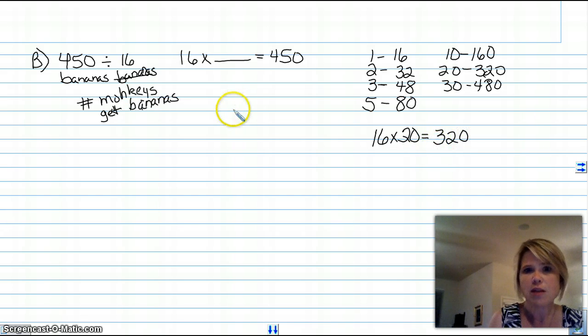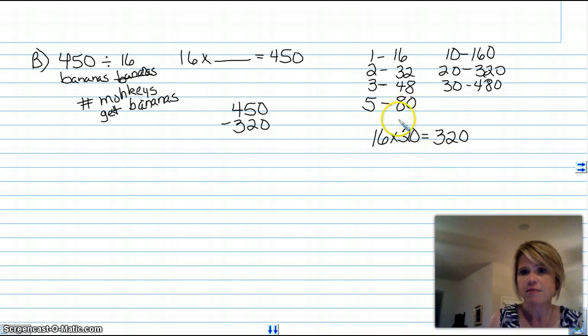Okay, so let's start off by doing 16 times 20 is 320, right? All right, so what I'm going to do is start with 450, and from that, I'm going to take away the 320. Now, what does that 320 represent? It represents 20 monkeys that are able to get bananas, right? Okay, so when I subtract that over here, I get 130.